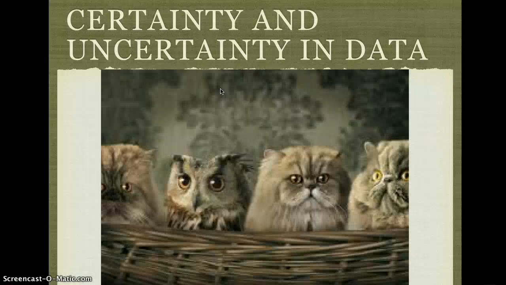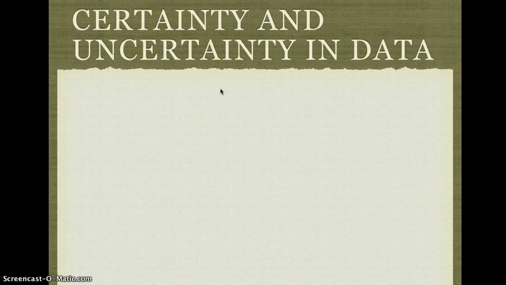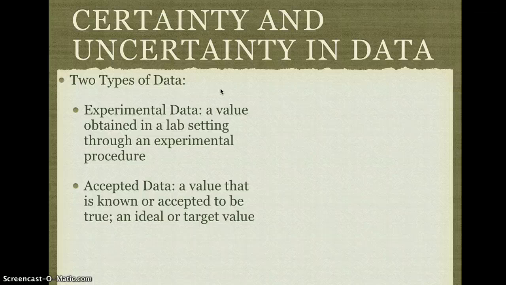Okay, video lecture 2.5. This is our last video lecture for chapter 2. And this is about certainty and uncertainty in data. And I hope you're seeing the uncertainty in this picture. What we mean by certainty and uncertainty in data has to do a little bit with how confident we are with our particular data.